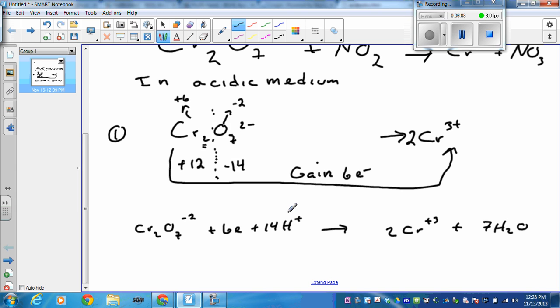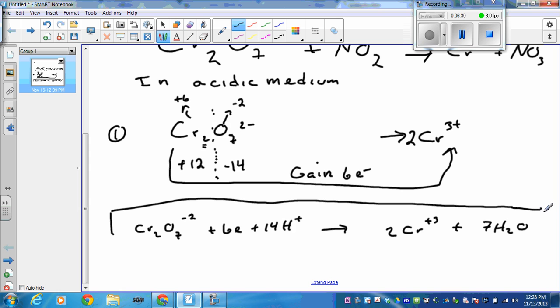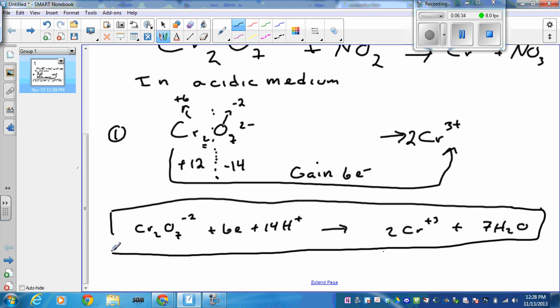So this reaction describes the half equation for what takes place to the chromium along the way. Chromium ions have acquired 6 electrons and gone to chromium plus 3. So we're going to box this and come back to it. Ultimately the goal is that I can take these 2 half equations, add them together, and produce the overall process.